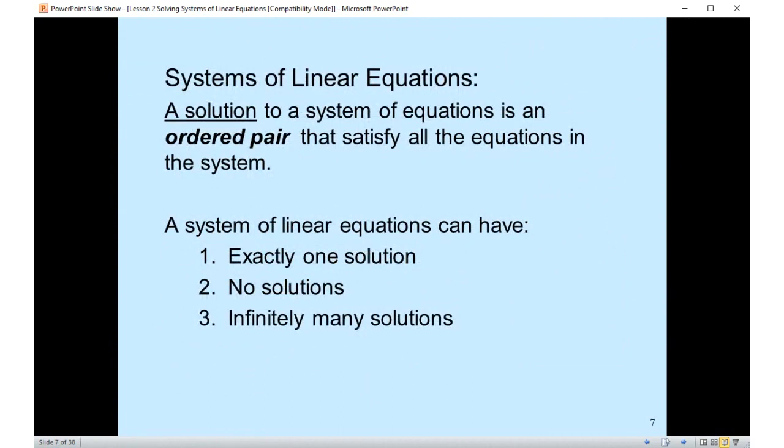A solution to a system of equations is an ordered pair that satisfies all of the equations in the system. A system of linear equations can have one solution. That's when the lines cross once. No solutions. That's when the lines are parallel and they never cross. And infinitely many solutions when the two equations are in fact the equation of the same line.